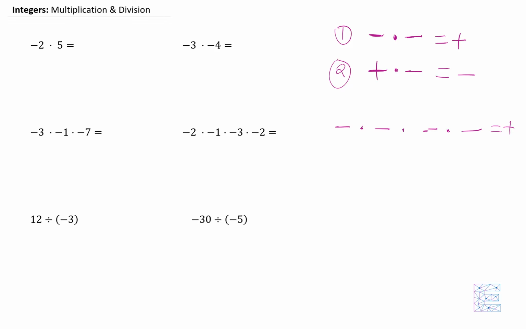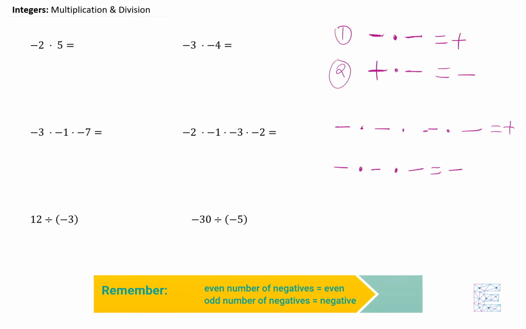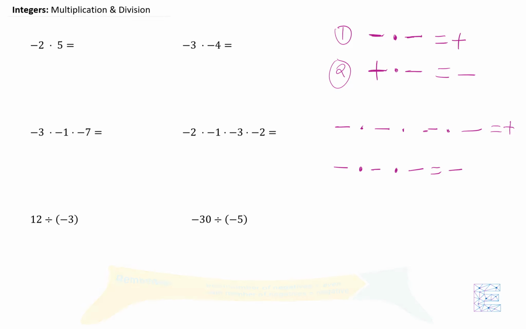Now, if you have an odd number of negatives, let's maybe do 3 of them, the answer will always be a negative. If you have 5 of them, the answer is negative. If you have 97 negatives being multiplied or divided, the answer is still negative. So bottom line, an even number of negatives always gives you a positive. An odd number of negatives always gives you a negative. Let's go ahead and try some examples.